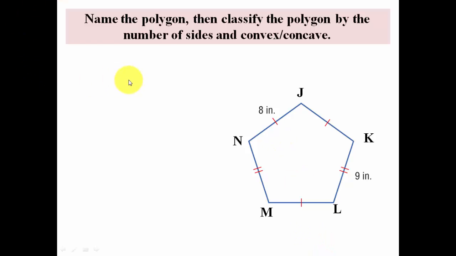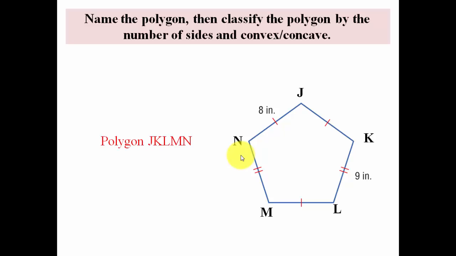So here's our first example. Name the polygon, then classify the polygon by the number of sides and convex or concave. To name a polygon, you're going to start at any vertex and list the letters in order. So you could have a different name than I do. I'm going to name this one Polygon JKLMN.